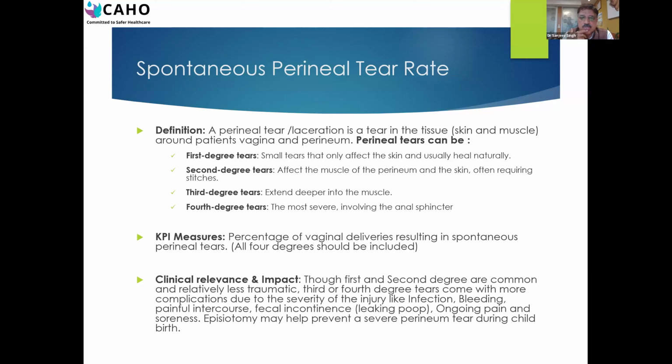It is extremely relevant because even our own published data in an Indian setting shows a very high percentage, and there are perineal tears happening, and this could definitely be preventable. The first degree tear, which is also okay, could be avoided by the episiotomy, but definitely it is important to be looking at.